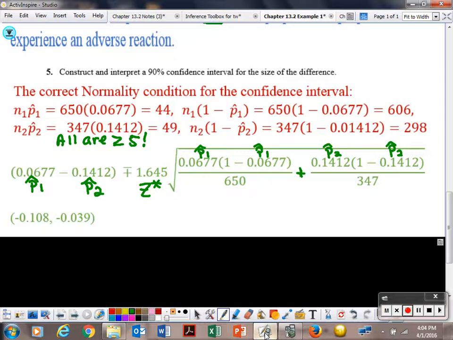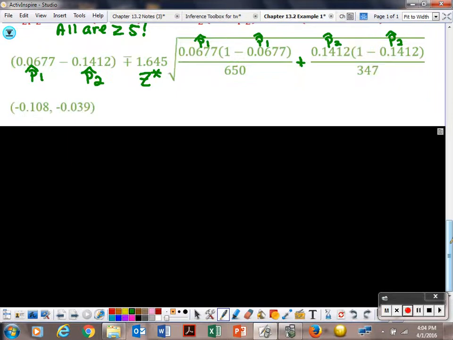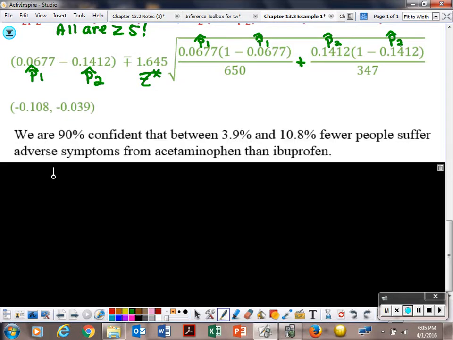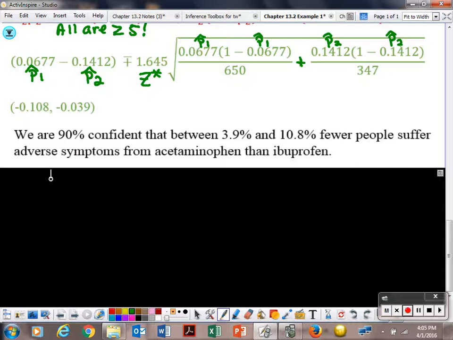So, what is our conclusion? Okay, now, we don't want to put negative percents in our answer. So let's think about this. There's 2 ways you could write this. We are 90% confident that between 3.9% and 10.8% fewer people suffer adverse symptoms from acetaminophen than ibuprofen.